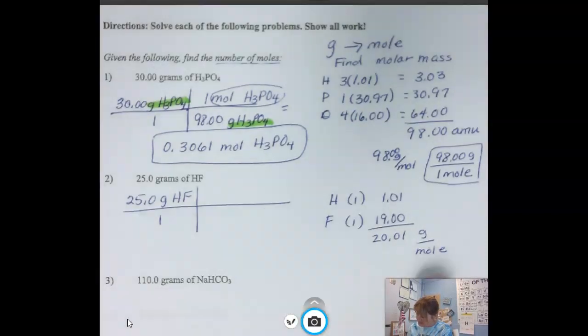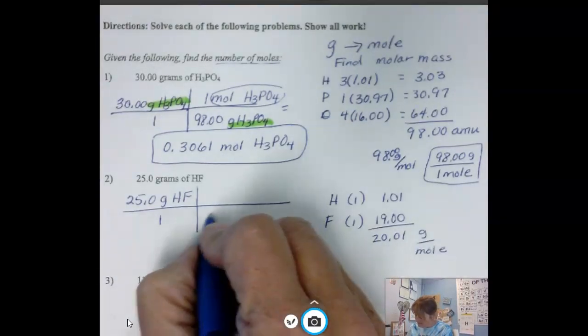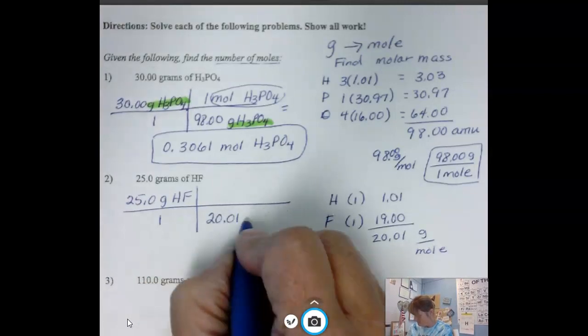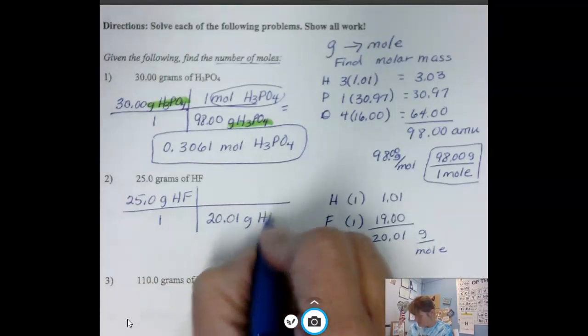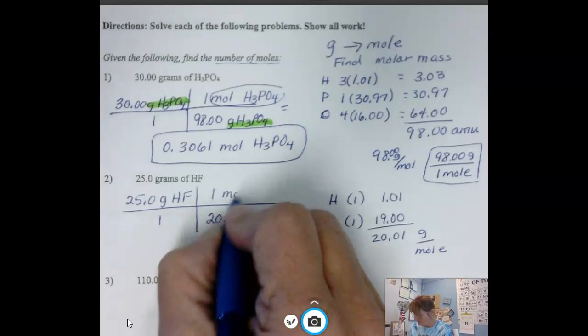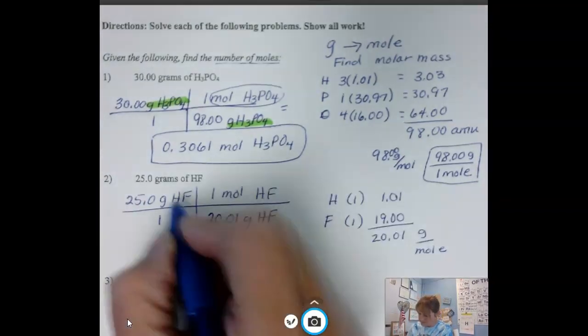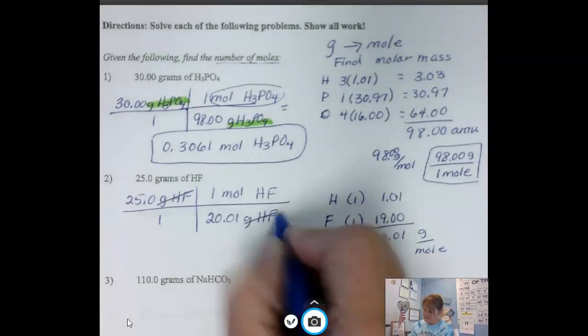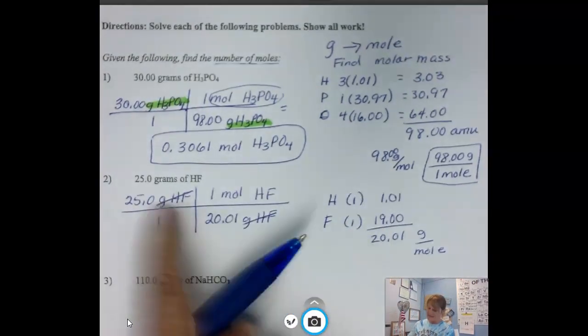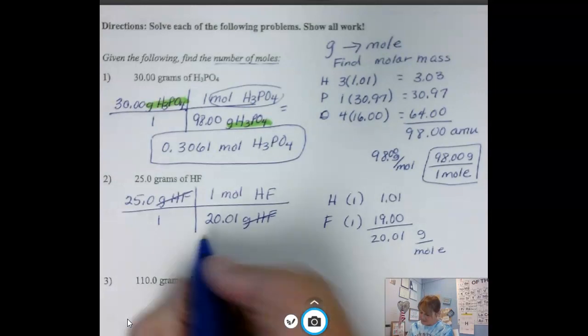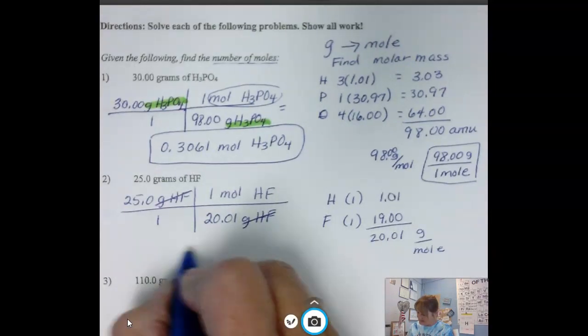And so again, the grams, 20.01 grams for 1 mole. Okay, my grams are going to cancel of my hydrofluoric acid. Again, cancel that whole thing. And then now I'm just going to do my calculations.